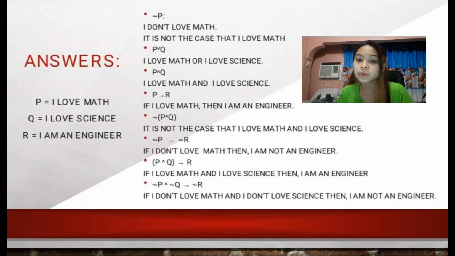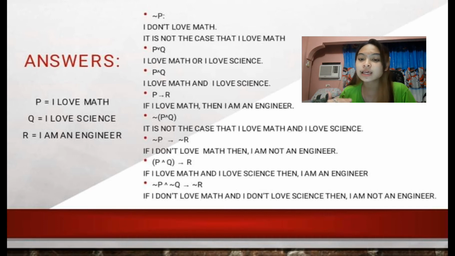The next symbol is if P then R. Since it is if then, you should always put if first, then next. So if P is I love math, then R is I am an engineer. So, if I love math, then I am an engineer.